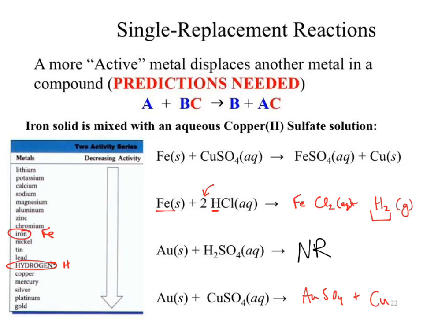What happens when we take gold and we put it in with copper sulfate? We find where gold is and where copper is. Which one's higher in activity? Copper, which means copper prefers to be in a compound. Where is copper in a compound in our equation? It's on the reactant side, which means no reaction. Sorry, N comes before R. No reaction. Does that make sense?